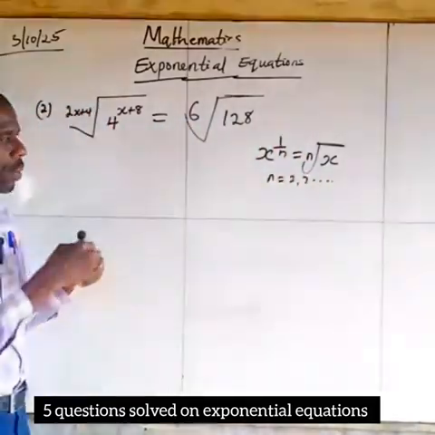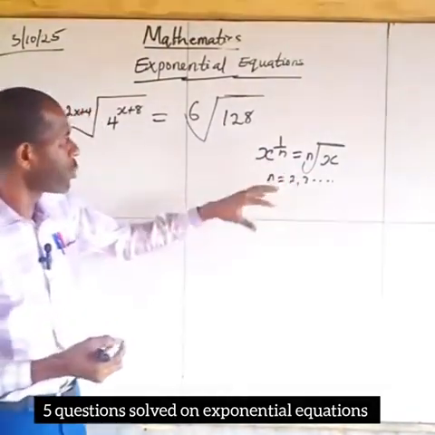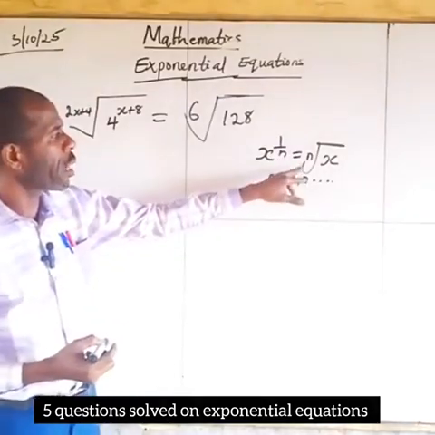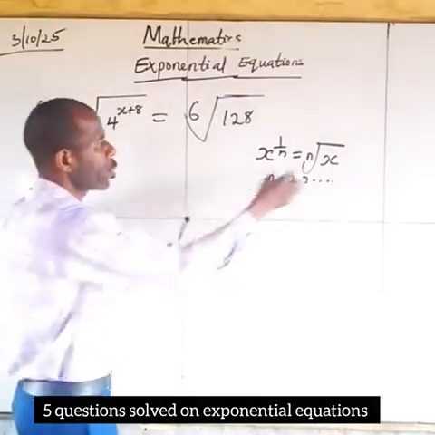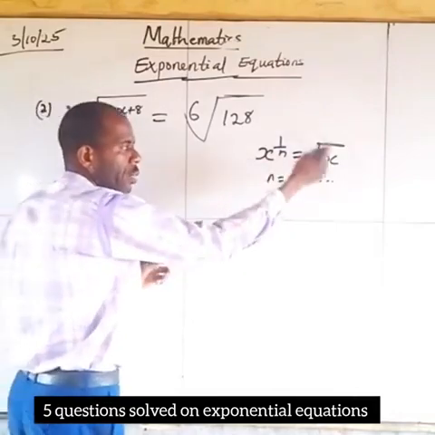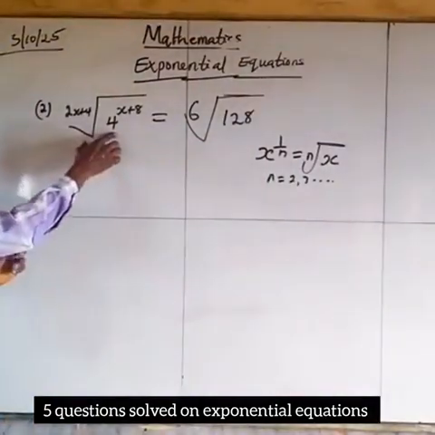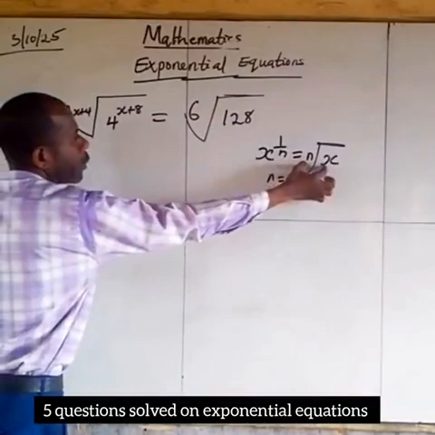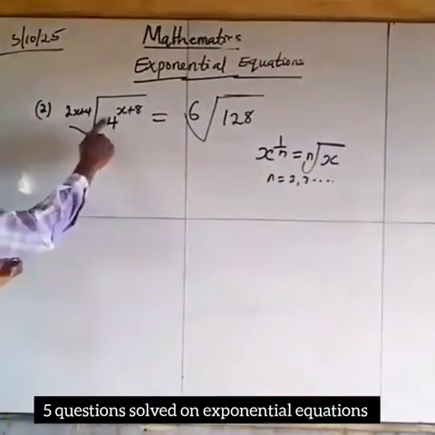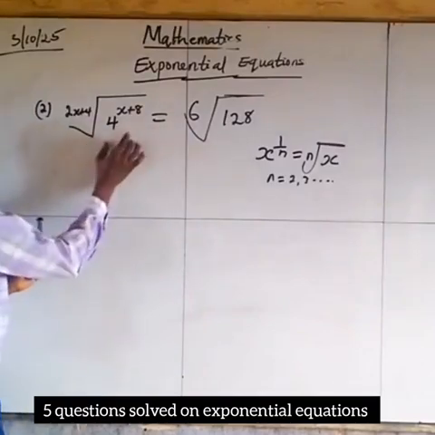And this n begins from 2, 3, till infinity. As the case may be, it must not start from 1. So n starts from 2. What does that mean? It means that when we have a question like this, we can change from this form to this form, or change from this to this. Now, if you notice, we are having this type of form here. So the first thing you need to do is to rewrite each of these expressions in this format.